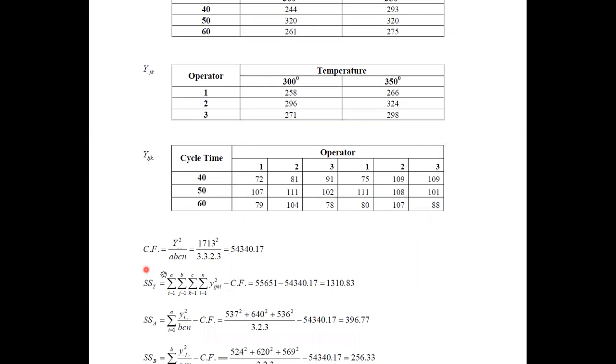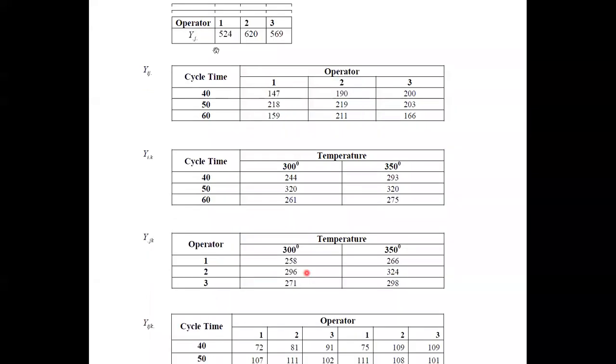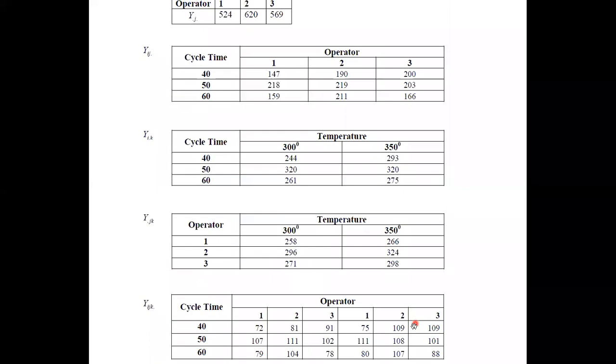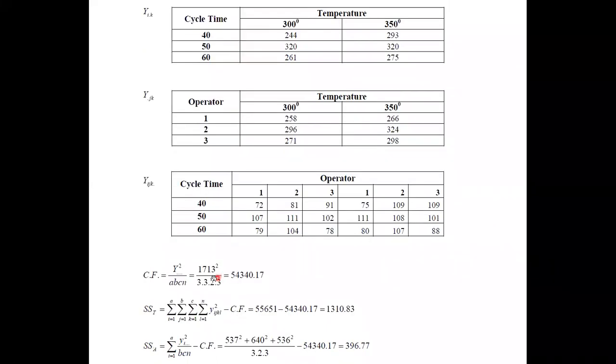Therefore, a correction factor can be taken as the grand total. To get the grand total, you can simply use one of these tables. In here, if you take these totals, then we can take it as 1713. Therefore, 1713 squared divided by A, B, C into N, and A and B and N have the value 3, while C has the value 2. Therefore, we can do the substitution here, and we will end up with the value as 54,340.17.